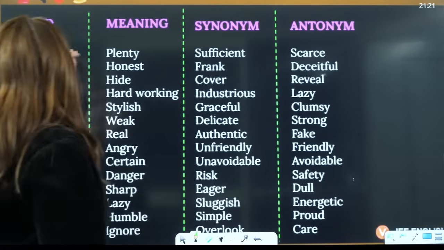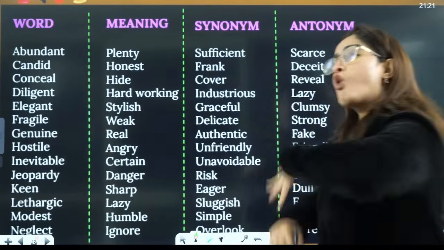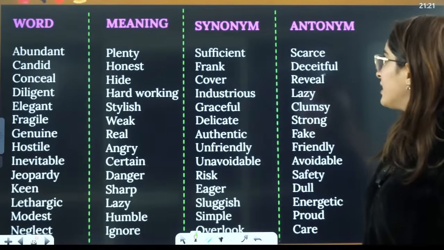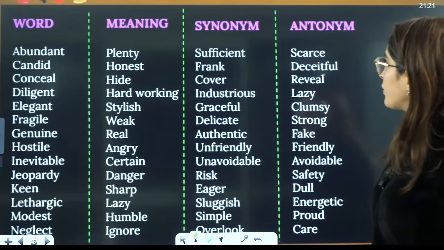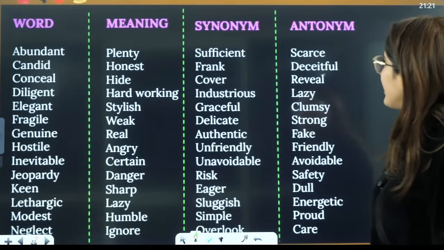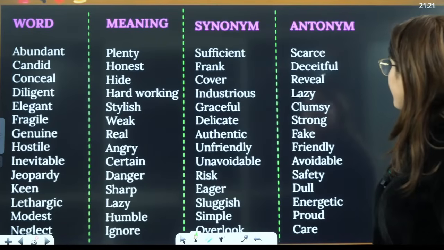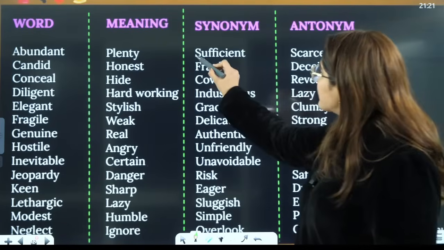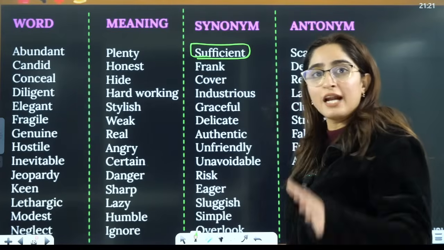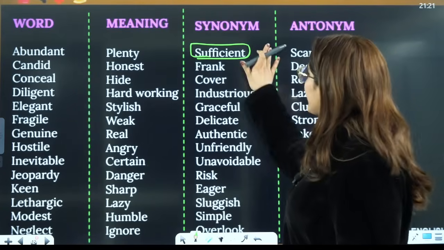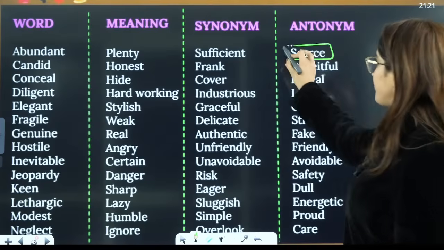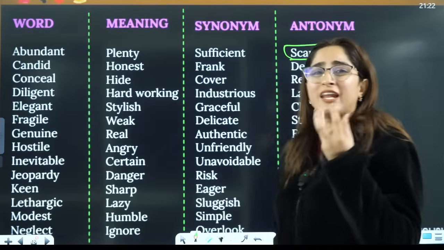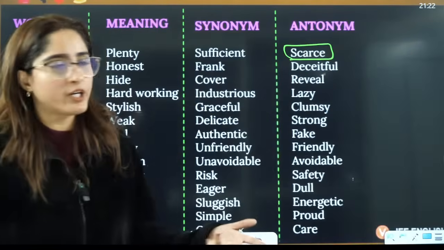For example, abundant. Abundant means so much. It means plenty. Then its synonym is sufficient, that we have enough amount. Then its antonym is scarce. Scarce means very rare. We have less quantity of it.